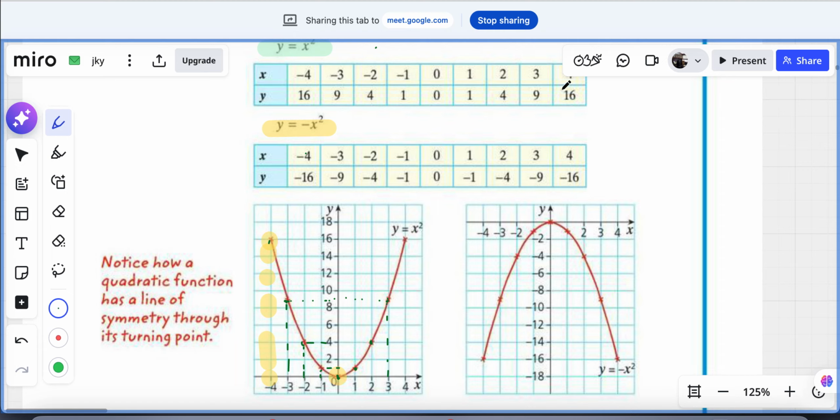And then the last one, 4 to 16. Trace 4 on the x-axis to 16 on the y-axis. You get this point here. Here is where 16 is.